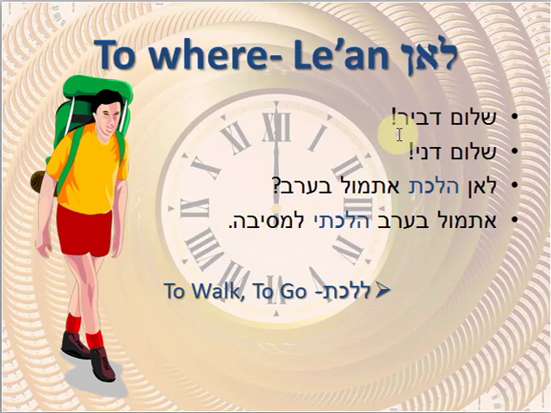So, hello Dvir. Hi Danny. לאן means where, or to where. לאן הלכת? Where did you go? אתמול, yesterday. בערב, in the evening. ערב means evening. So, where did you go? You can translate it as last night, or yesterday in the evening.